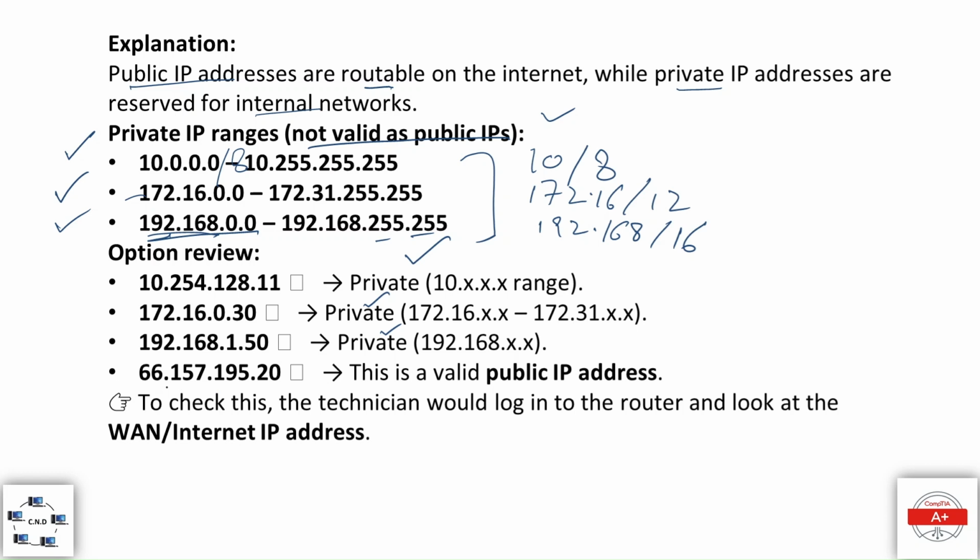Only the 66.157.195.20 is a valid public IP address. So to check this, the technician would log into the router and look at the WAN or internet IP address.